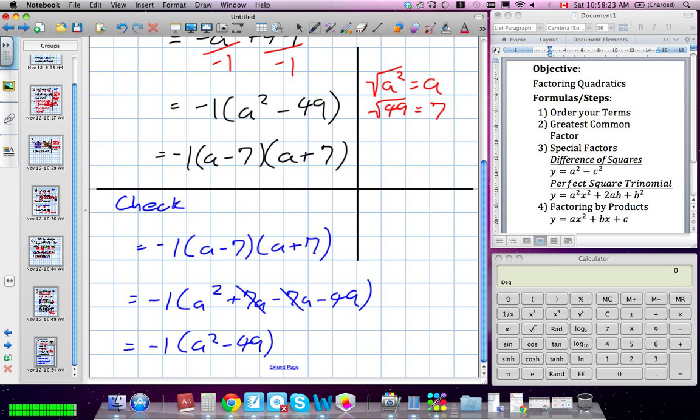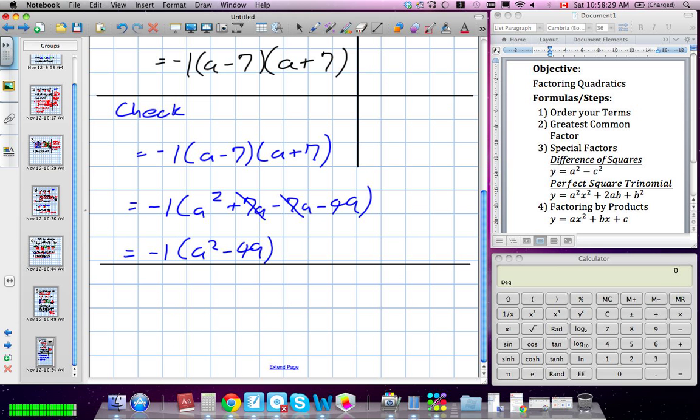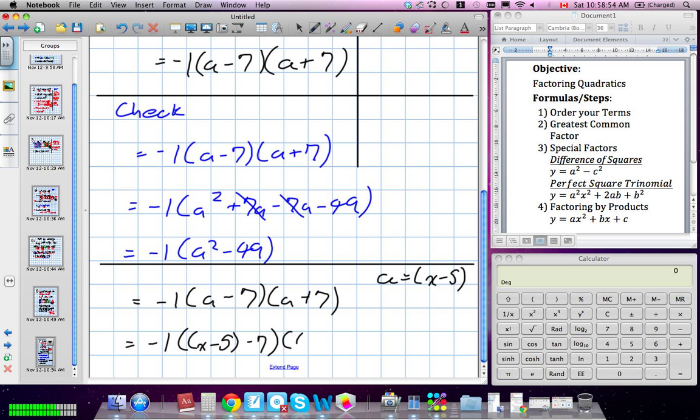Let's continue with our question, because you're right, we weren't finished. We do have to plug stuff in. What do we have to plug back in? X minus 5. Yeah. Because remember, a was equal to x minus 5. So let's plug them in. So we get -1, what? X minus 5 minus 7. Sorry, x minus 5.